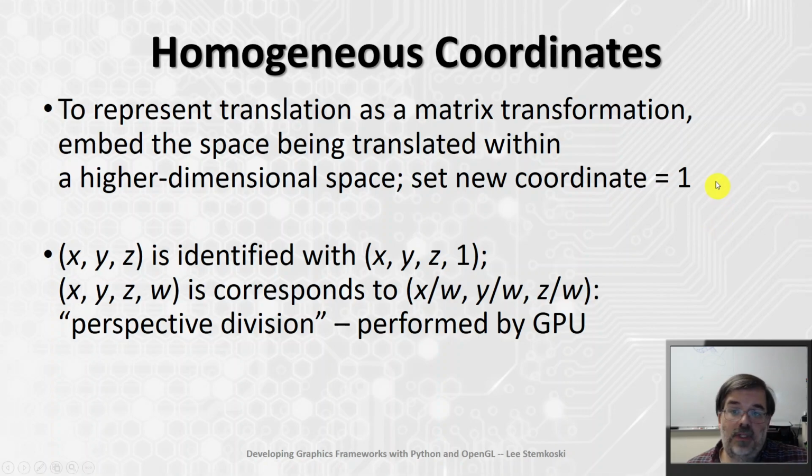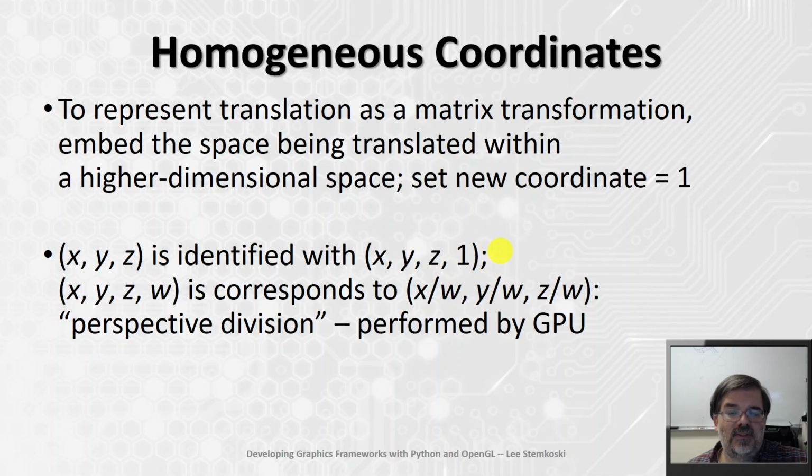Right? And we need to use these if we want to represent translation as a matrix transformation, which we very much want to do. So as we saw in all those examples, we'll embed a space that we want to translate in the next higher dimensional space, and we'll set that new final coordinate equal to 1. Since we're mostly interested in three-dimensional graphics, we're going to be identifying the point xyz with the point xyz1. And incidentally, this is why in a vertex shader, we're working with vec4s, with four-dimensional vectors. This explains that mysterious 1 coordinate.